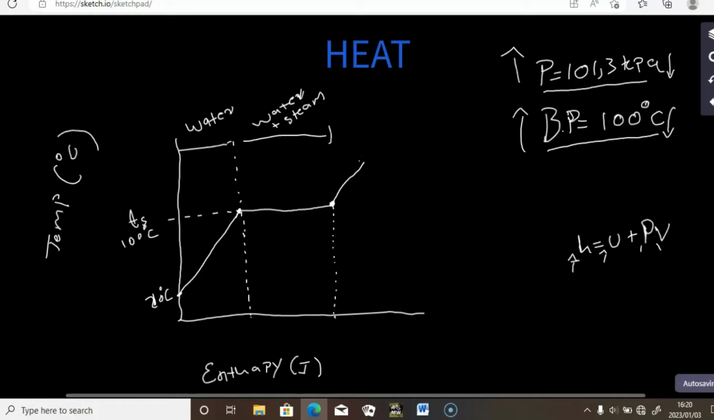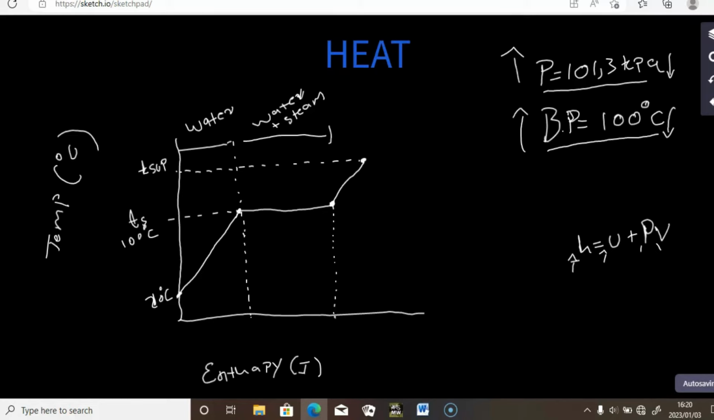And that temperature, or this point, we are going to say we are having superheated temperature. This will be the temperature of the superheated steam. So what's happening here is that from this point to this point, we are still having water. The water is raised in temperature up until it gets to its saturation temperature.